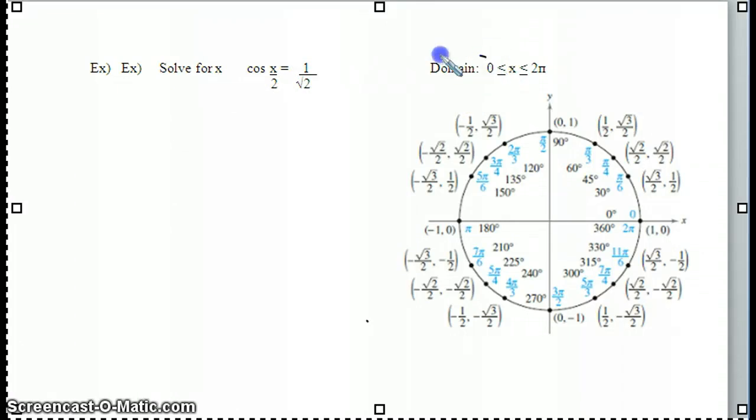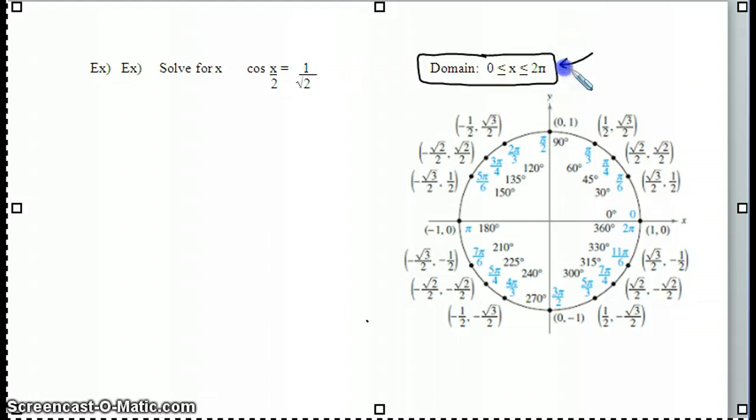Now what's going to be different about this problem is that they're giving us a domain. In most of our problems we'd come up with our angle and we would say plus n 2 pi or plus n times 360, because they didn't give us a domain. They wanted us to find all solutions. Well, here it asks us to give a domain between 0 and 2 pi. So x values are between 0 and 2 pi. That means one time around the unit circle, which means I don't have to put that plus n 360 or plus n 2 pi.